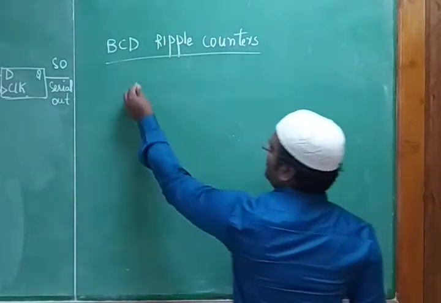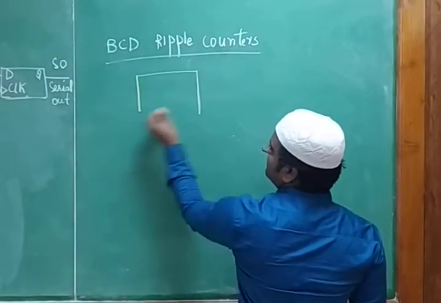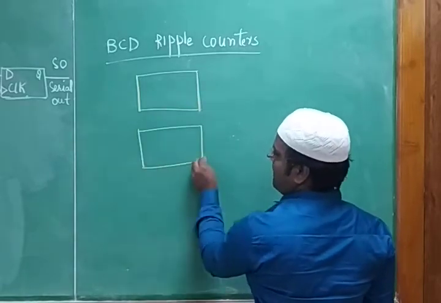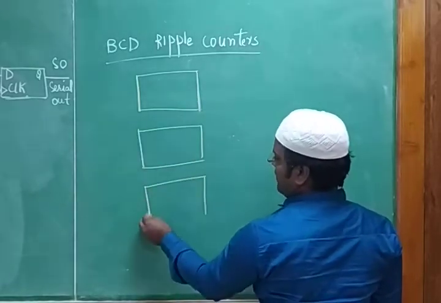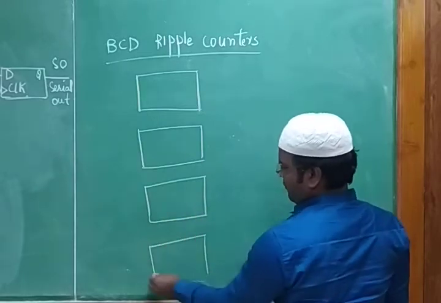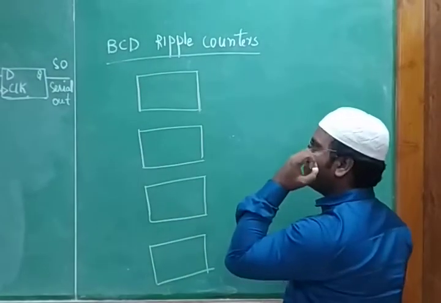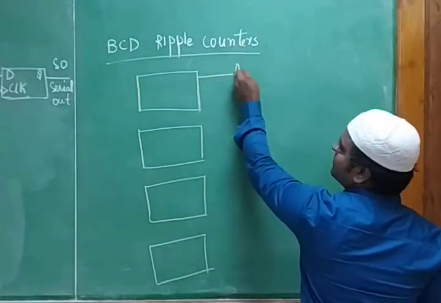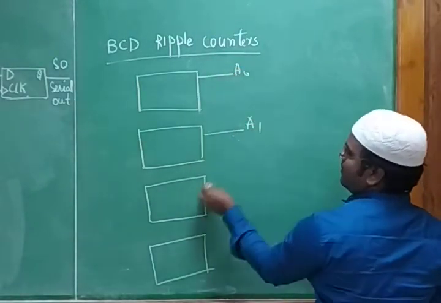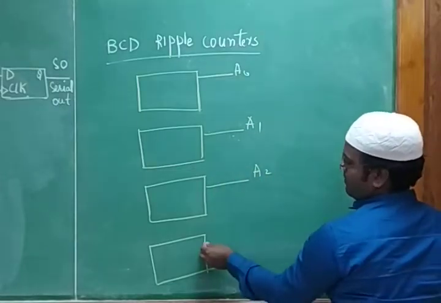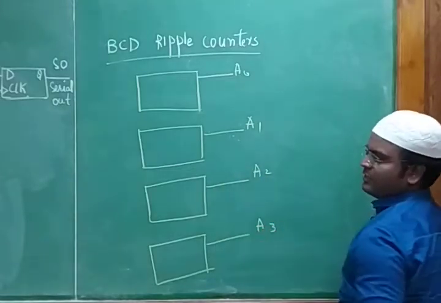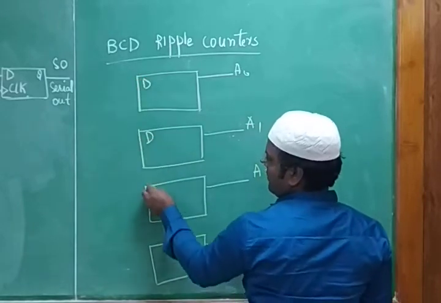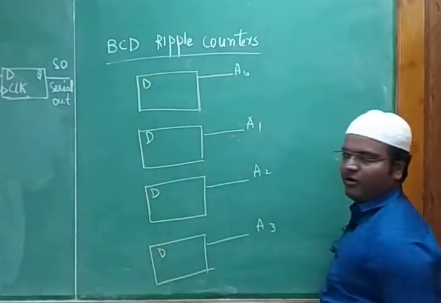So I'll draw it. First flip-flop, another one. Likewise we will take 4 different flip-flops, right? What have we given? We have given inputs to it. What are the outputs we wrote? A0, then A1, A2 and A3. So what are the inputs? If it is designed using D flip-flops, I'll write D for all. Like this I wrote D for all the inputs.